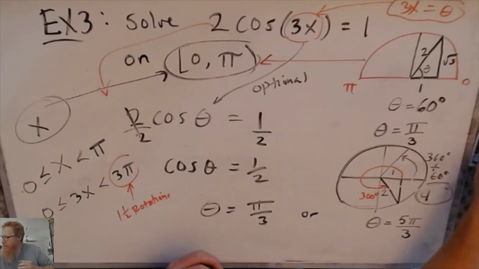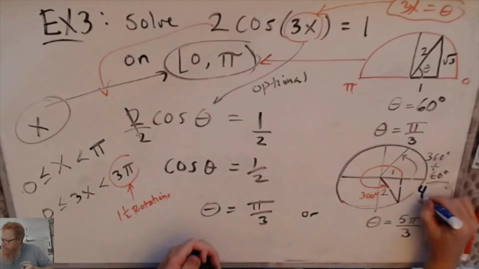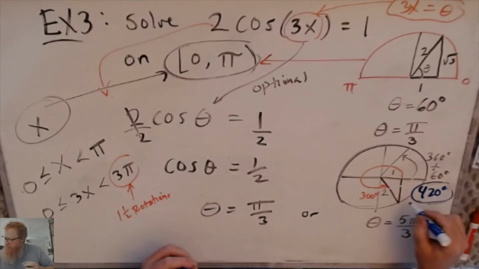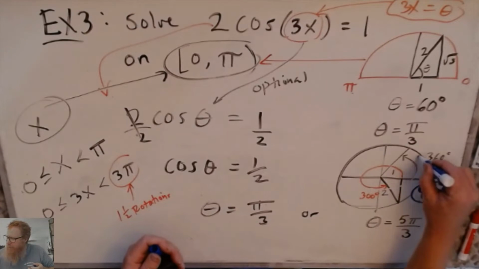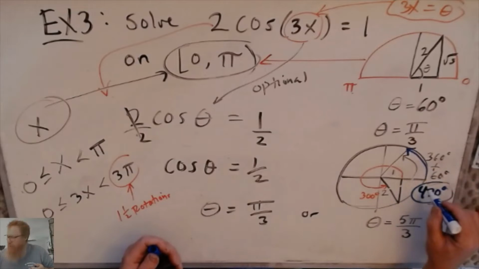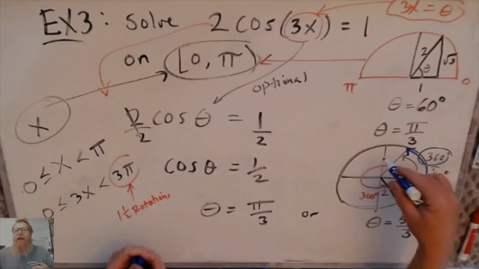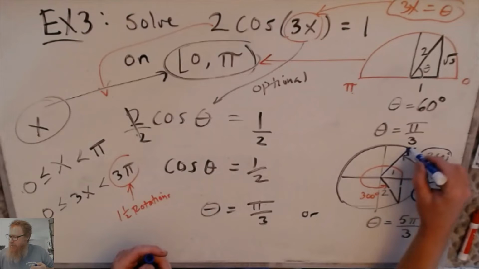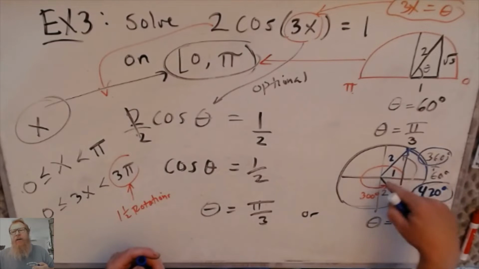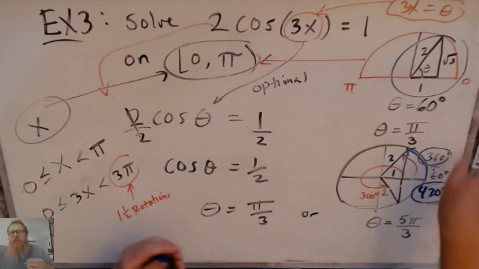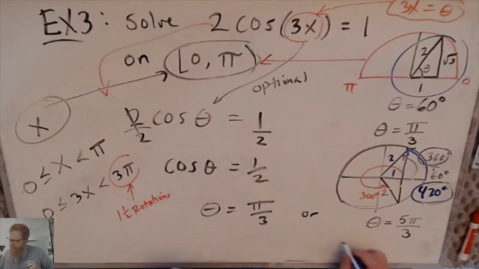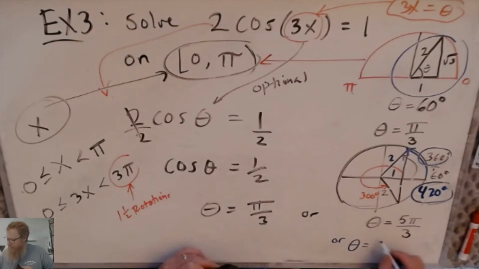Man, my pens are dying on me. 420 degrees. That would be one rotation plus an additional 60 degrees. So I'm going all the way around, and then another 60 degrees puts me right back here. It's essentially the same triangle as this. It's just been rotated around. So that would be 7 pi over 3.